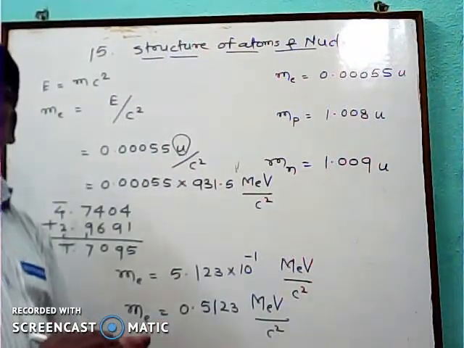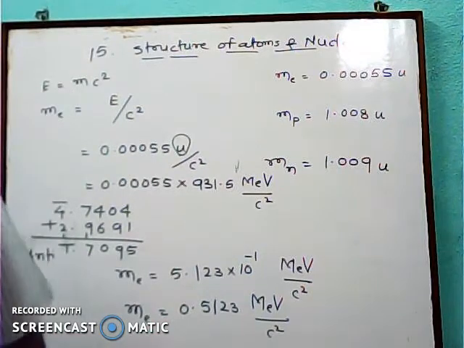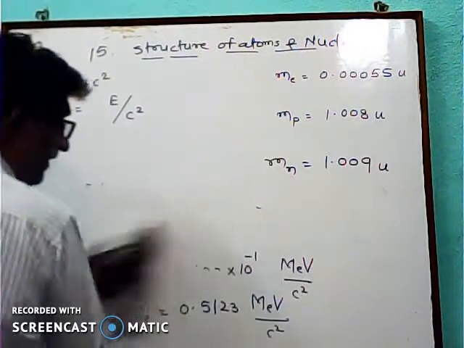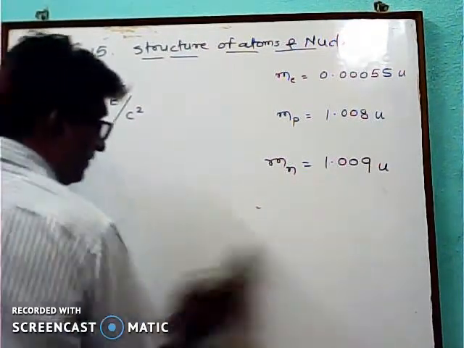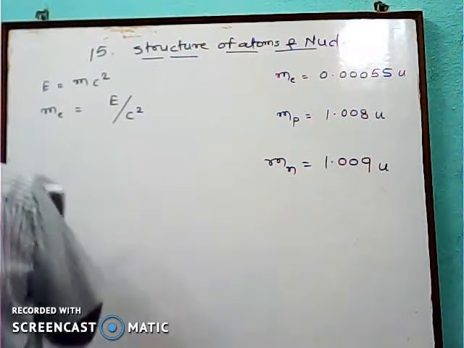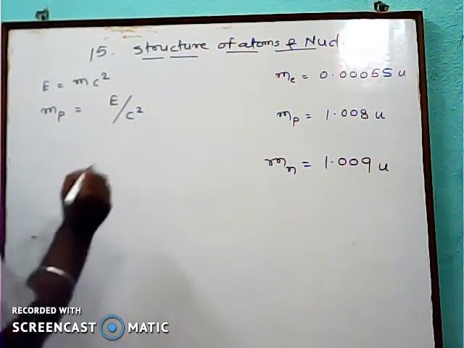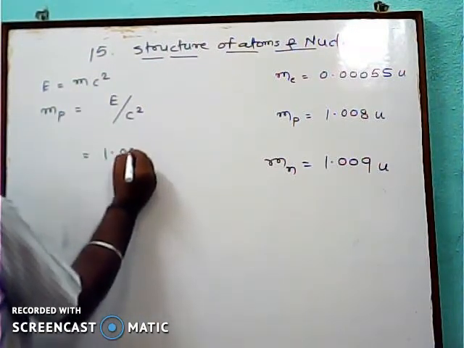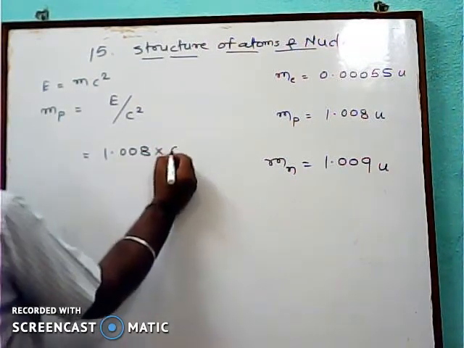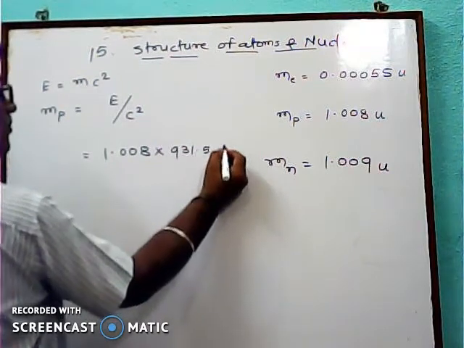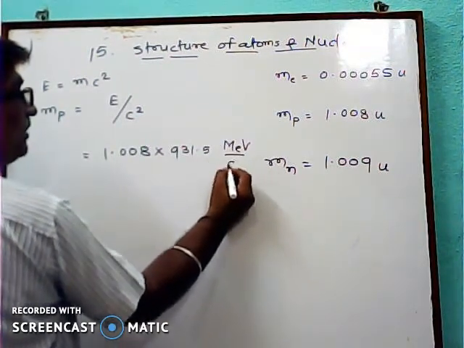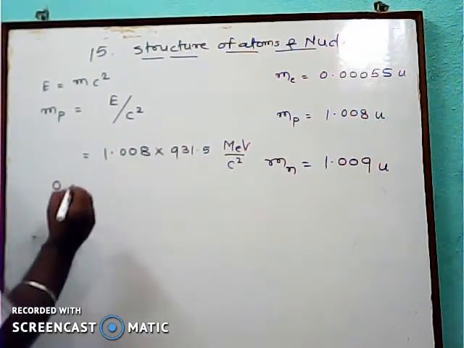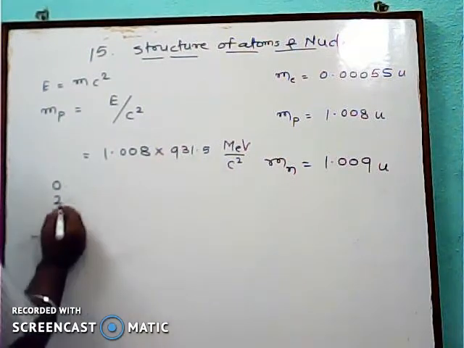Similarly, if we calculate the mass of proton, the mass of proton will be E upon c square. So the mass of proton for unit mass will be 1.008 into 931.5 mega electron volt per c square. Using logarithm, its characteristic will be 0 point and here the characteristic will be 2 point.